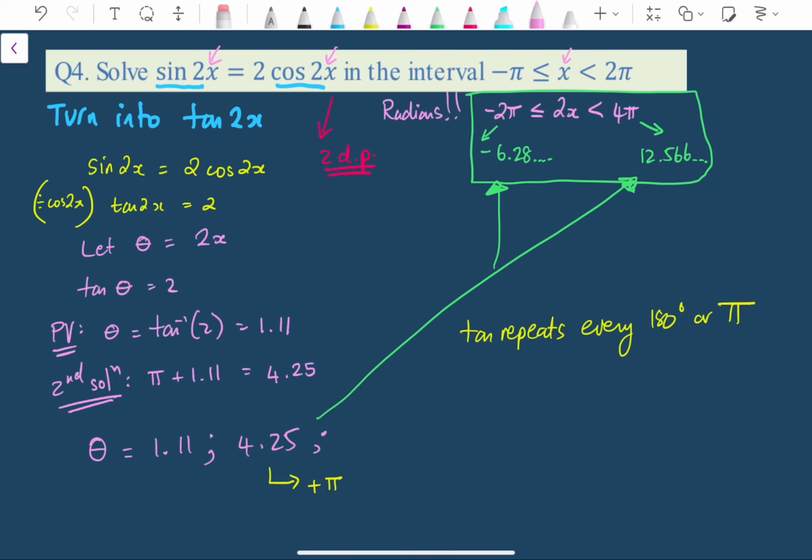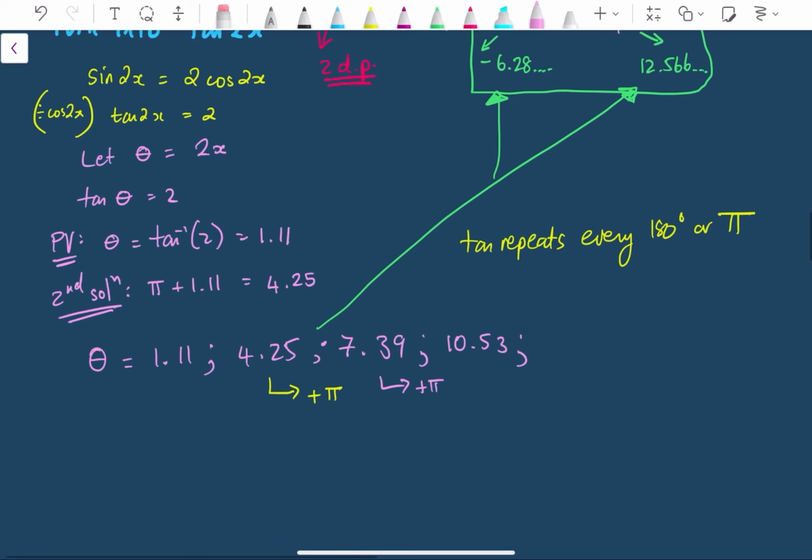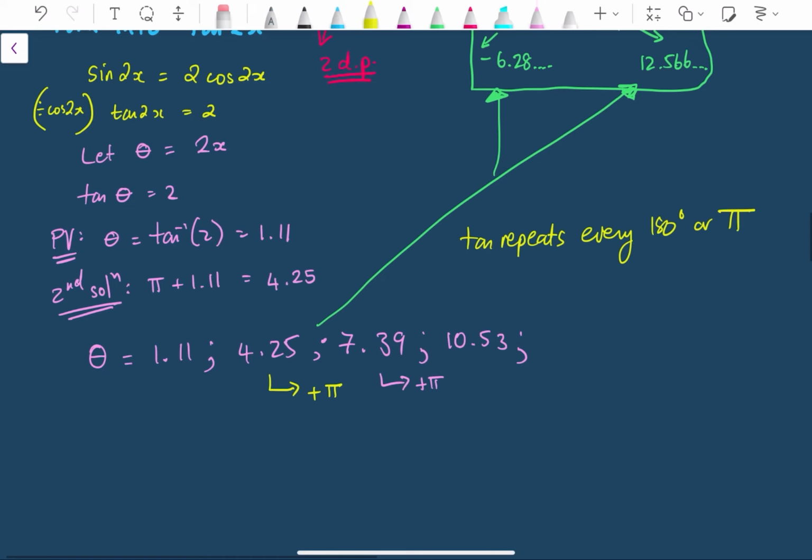So I've got 4.25 plus pi, which gives me 7.39. I add on pi again, 10.53. And if I add on pi again, well, I know pi is 3.14, so that's going to take me over 12.566. So now I need to subtract pi.